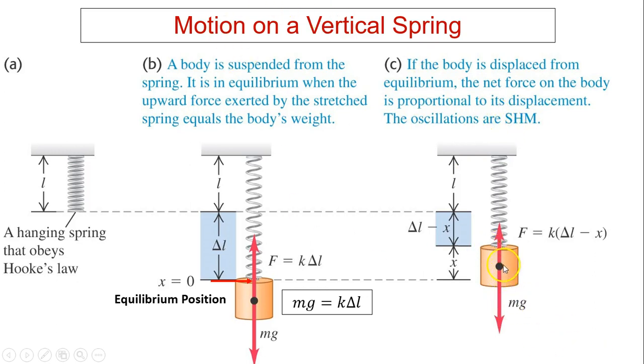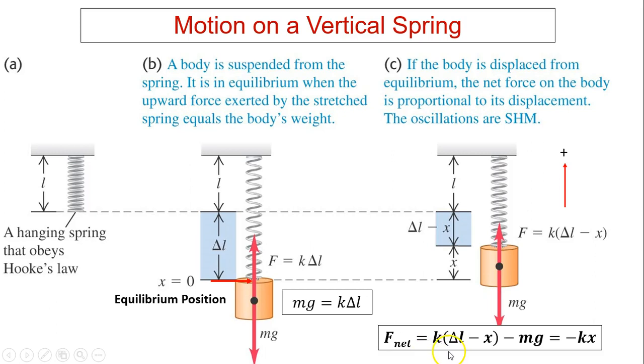So, for example, the body is going up, that means above the equilibrium position. In this position, the force from the spring equals k times delta x. X is the distance from the top of this body to the original equilibrium position. So that is delta L, the whole thing, minus the displacement x. So the net force, if upward is positive, is what we get.